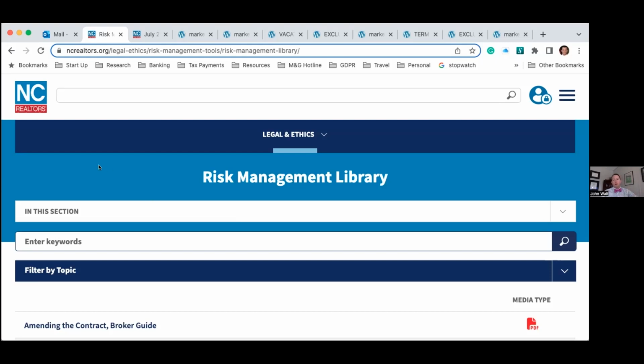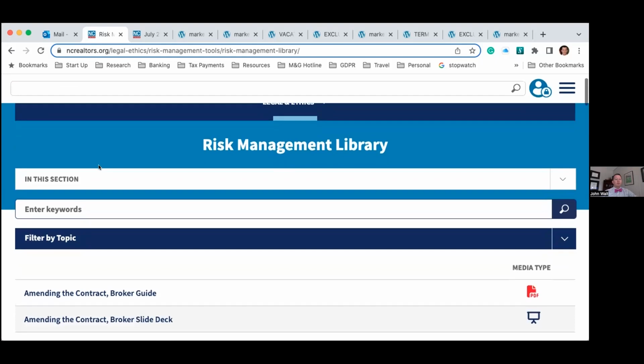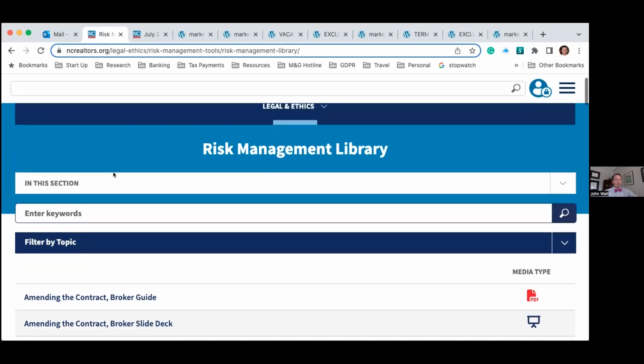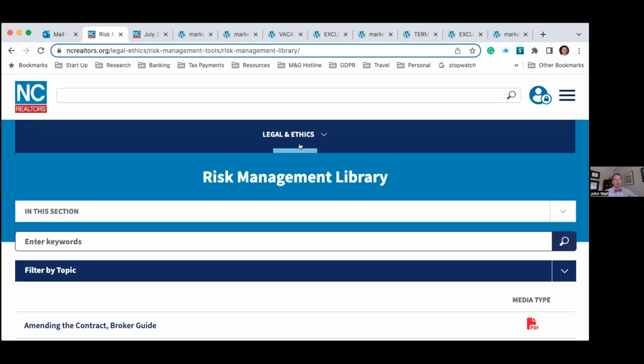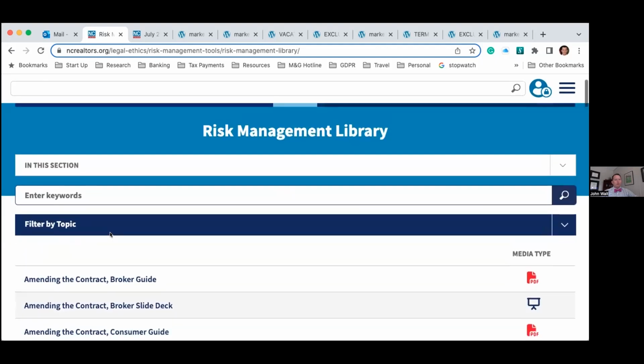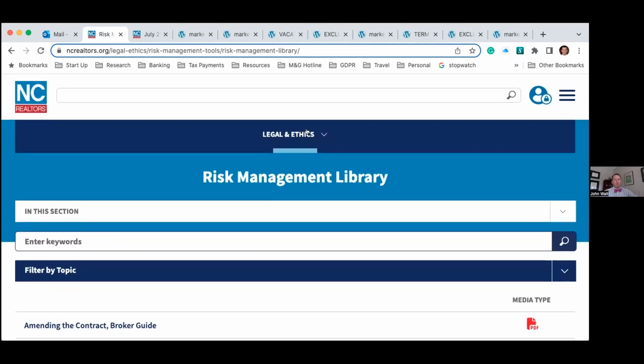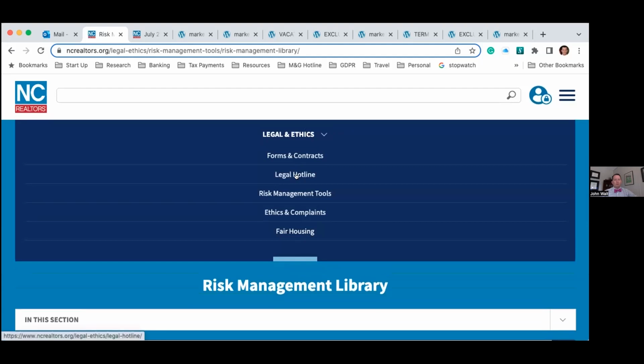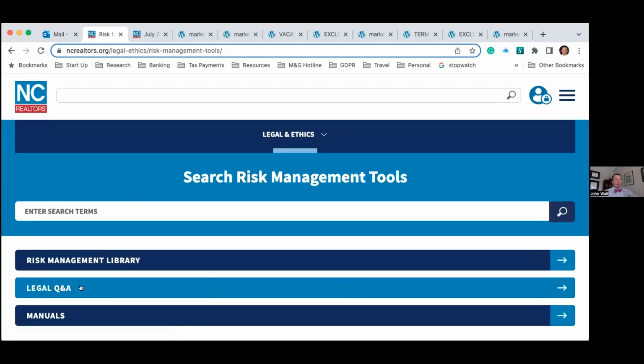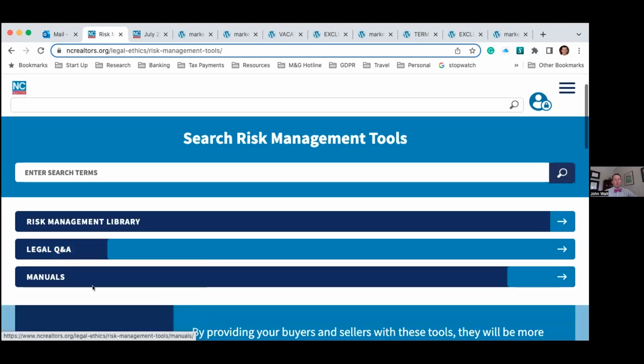Right now there's forms topics, but there may be other topics coming in the future. In any event, so we go to the risk management library, and this is not what I want. Hold on. I'm going to try again here. Click on risk management tools. Here we go. Because this is where we need to go.